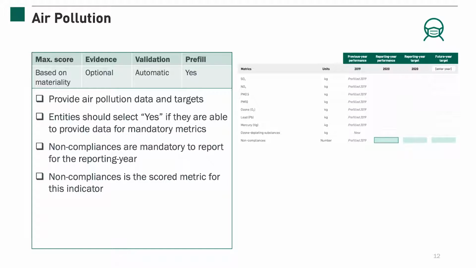If the entity does not know whether any non-compliances took place during the reporting year, it should answer no to this indicator rather than to report 0. To obtain full points for the indicator, entities should provide targets for the reporting year and a future year for the scored metric.